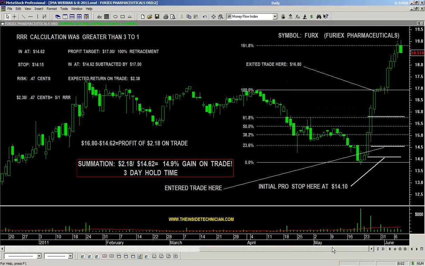Okay, so we're going to step on the gas a little bit here. Now, at this point, I'm in this day right here, and I'm in at this level right here. I'm in at 14.62, and I have a price profit target at $17 flat, this level right here to get back to. That's 100% retracement. Remember, the stop I laid out at $14.15, right below the low of this day. So I know if the stock turns right back around on a low, more than likely I'm not going to get stopped out with everything lined up the way it was.